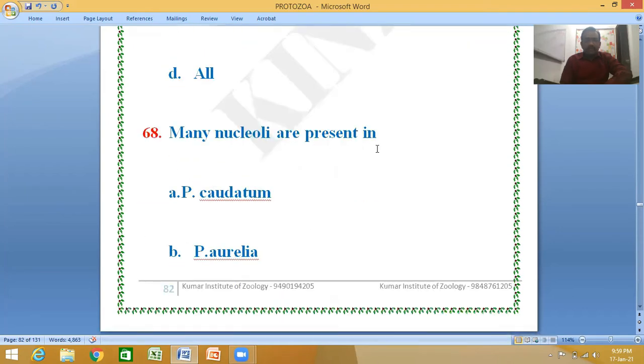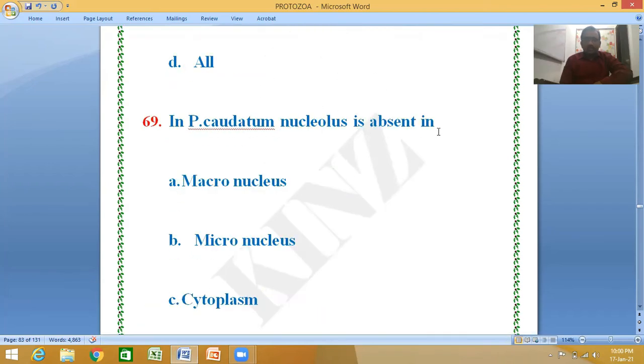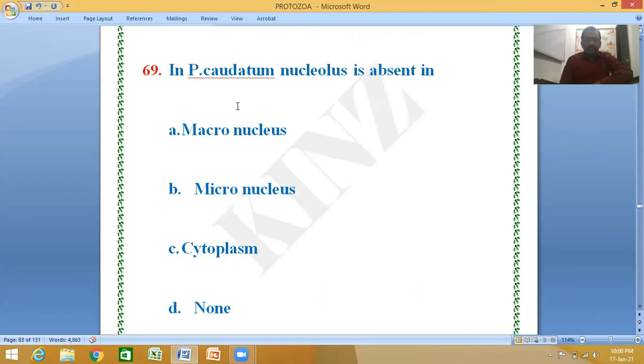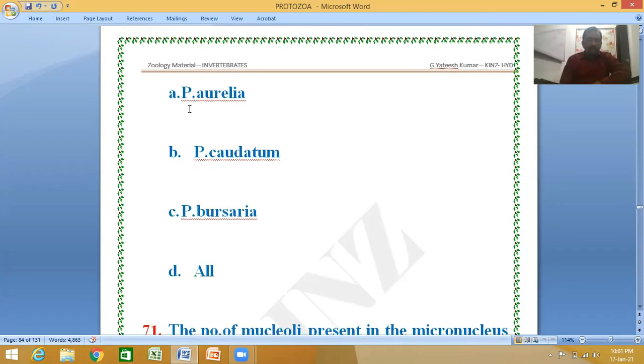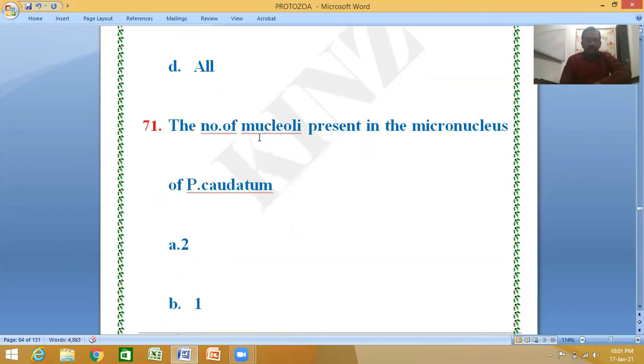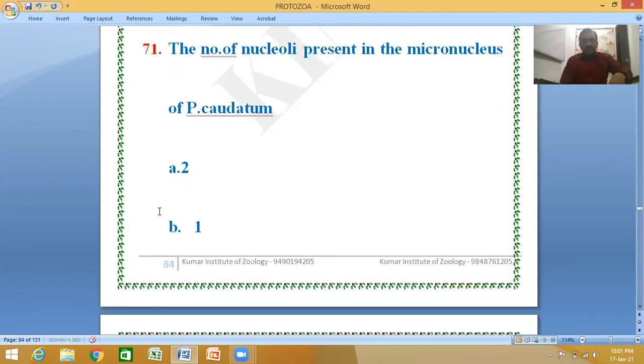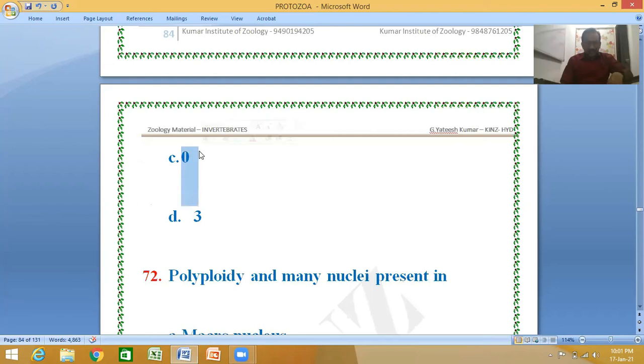Many nucleoli are present in Paramecium aurelia. In Paramecium caudatum, the nucleolus is absent in the micronucleus. A single nucleolus is present in the micronucleus in A. Answer is A, Paramecium aurelia. Next, the number of nucleoli present in the micronucleus of Paramecium caudatum: nucleoli are absent. That means option C is the correct answer.